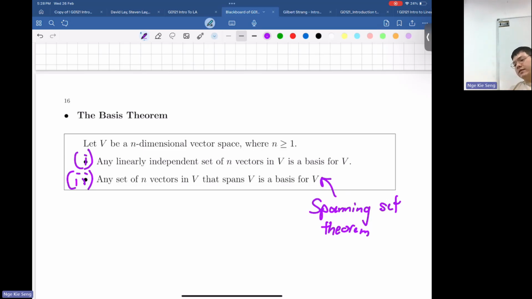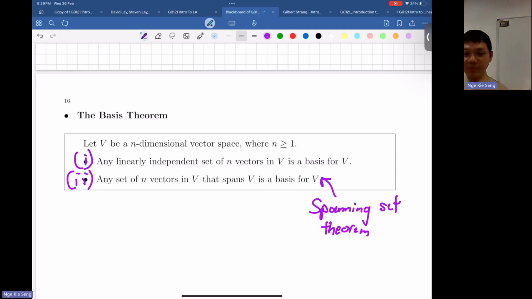So the spanning set theorem says that if you have a spanning set, you can throw away the linearly dependent vectors such that you still span it. So here you can use contradiction. Let's say this set of n vectors is not linearly independent. Then you can throw some away such that you still get a spanning set. But your dimension is n, it cannot be less than n. Otherwise, the dimension will decrease. So there's a contradiction.